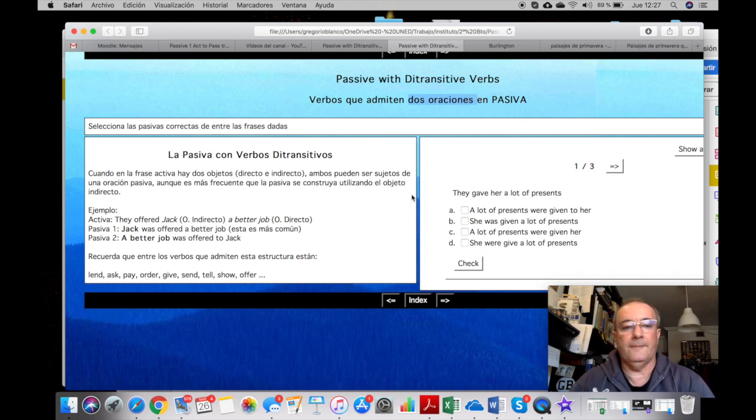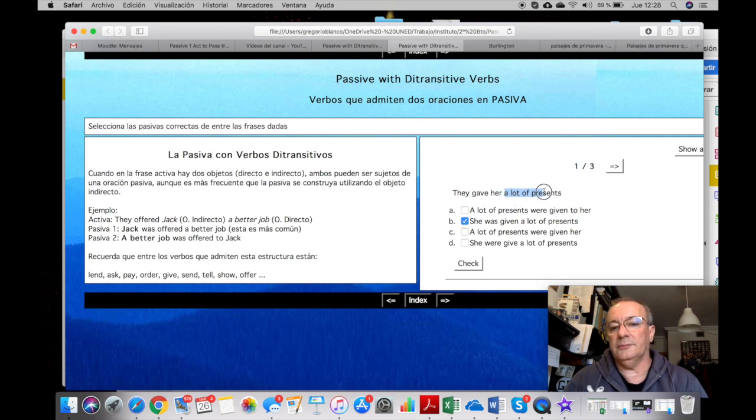In this case, we have, they gave her a lot of presents. We have a lot of presents as one of the potential subjects for the passive, and her is the other possible subject. Of course, if we put her as a subject, we cannot write her, we have to write she, okay? So we can either choose B or D. She was given is good. She were give is not good. Okay, so we will choose the first one.